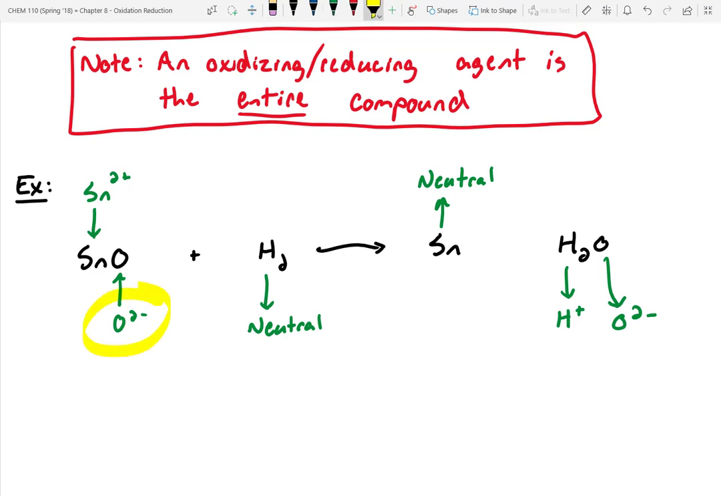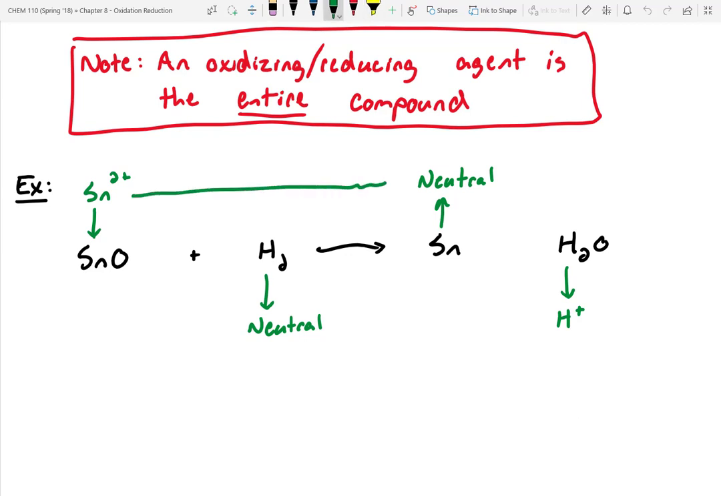So it started out 2 negative, ending up 2 negative. Was there any redox chemistry occurring here? No. No electrons were transferred. So I'm just going to erase this and say it's really not doing anything interesting here. Looks like the tin and the hydrogen are doing everything important. Okay, so let's focus on the tin now.